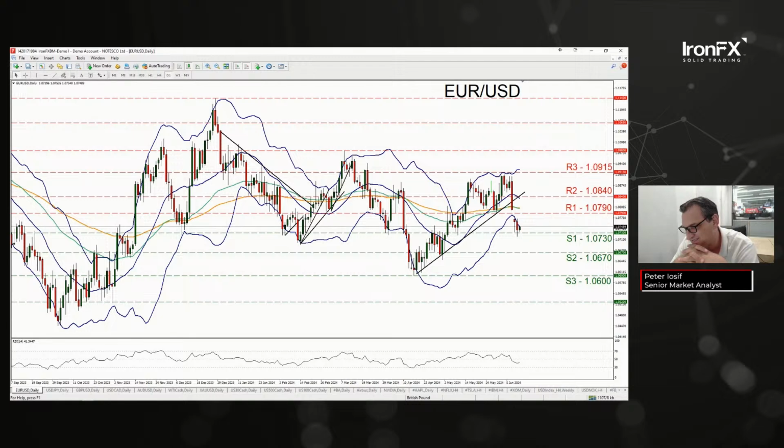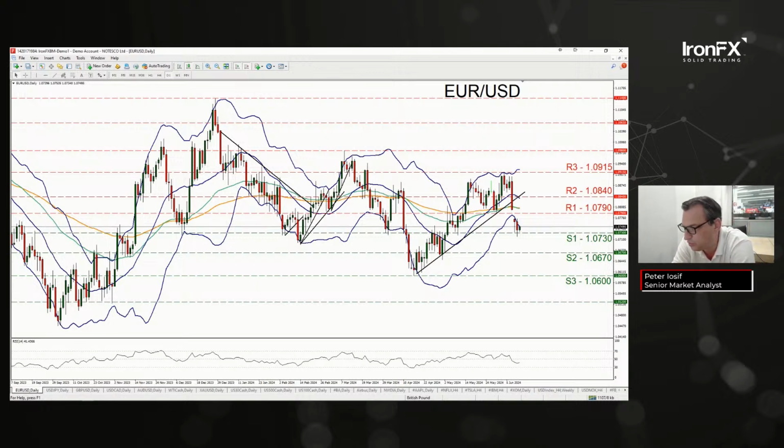For the time being, we tend to maintain a bias for the sideways motion to continue. And the sideways motion most probably will be between the S1 1.0730, which has proven its worth, and the R1 1.0790. We're talking about a corridor of about 60 pips. Should we see the bears taking over, for a bearish outlook we would require a clear breaking of the S1 1.0730 and the price action to aim, if not actually breach, the S2 1.0670.